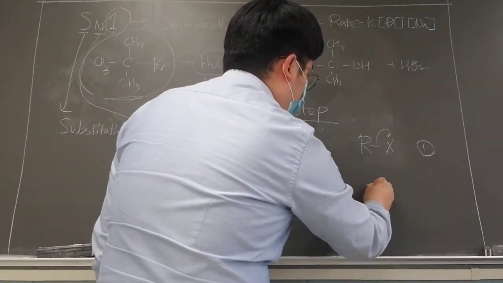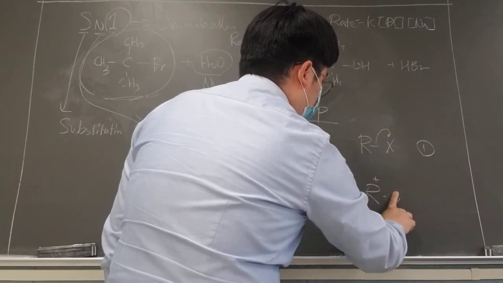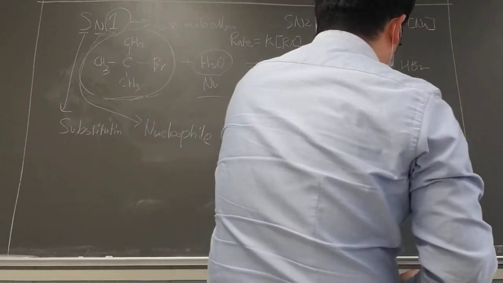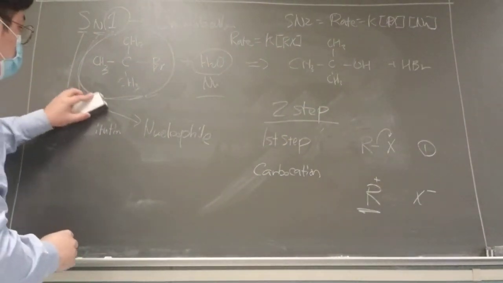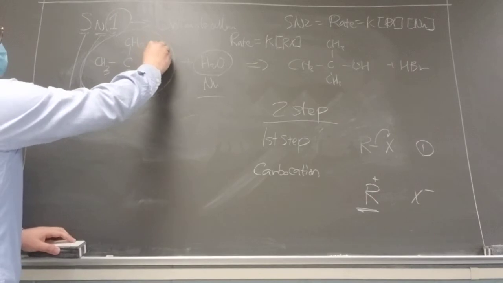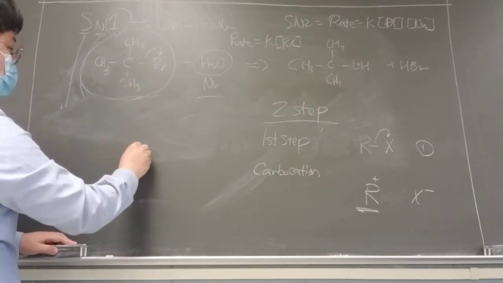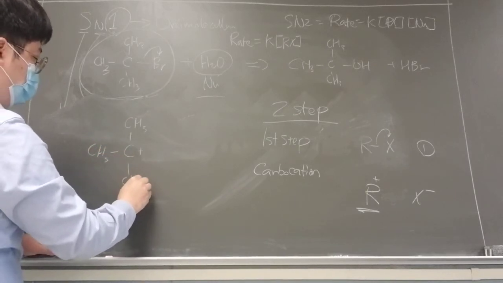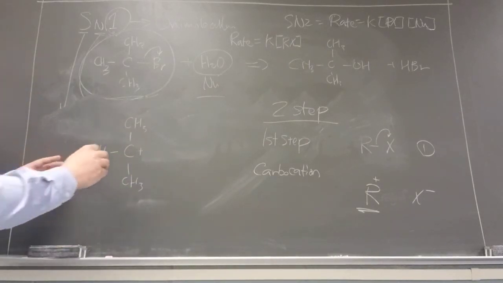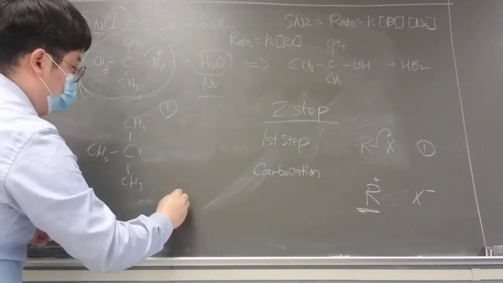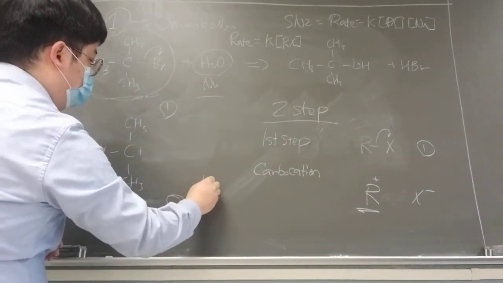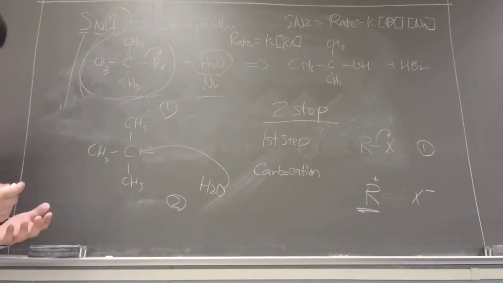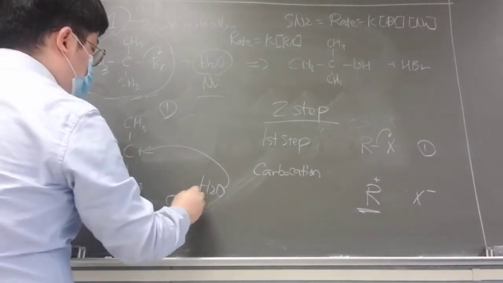Then the leaving group leaves, and you have a carbocation over here. So they become a carbocation. This is the first step, okay? And now the second step is that you have water attack here. You're looking for something that's positive, so this is looking for the attack here. So this is the second step.